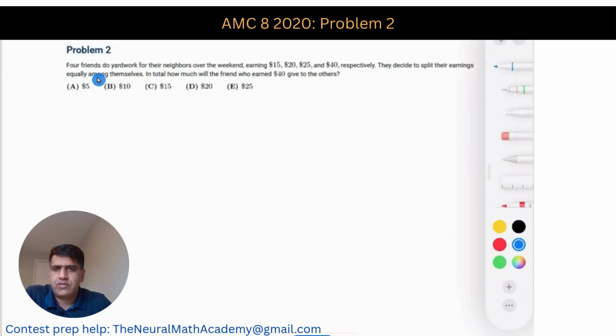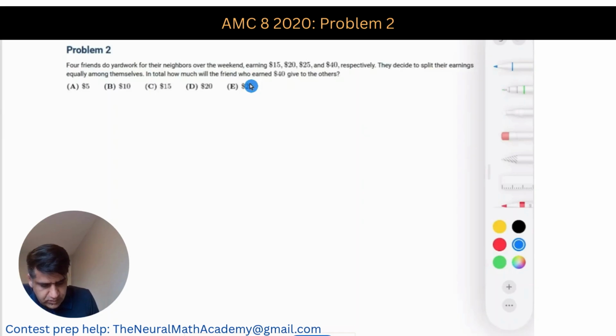Problem 2 states 4 friends do yard work for their neighbors over the weekend, earning this much amount respectively. They decide to split their earnings equally among themselves. In total, how much money will the friend who earned $40 give to the others? To solve this problem, all we have to do is take the average of their earnings and then subtract the average from the $40, which was earned by one of their friends.